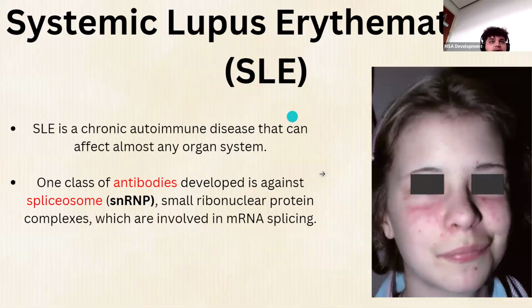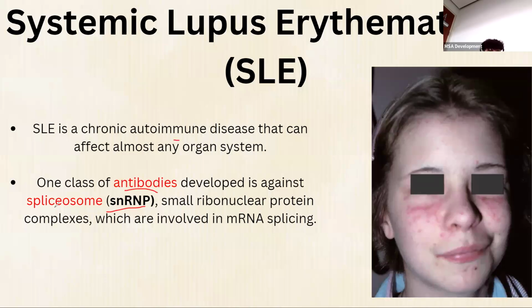Another example is systemic lupus erythematosus, which is called SLE. SLE is a chronic autoimmune disease that affects almost any organ system. How does it occur? In my body, I do not have antibodies against snRNP. I do not have them. But by mistake, I have produced a class of antibodies that is against the spliceosome.